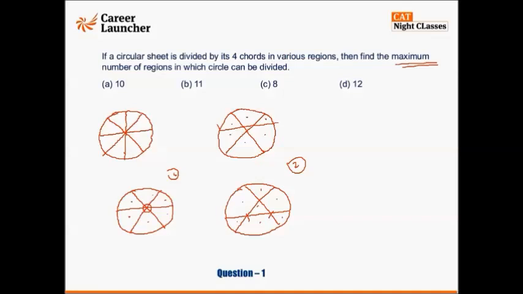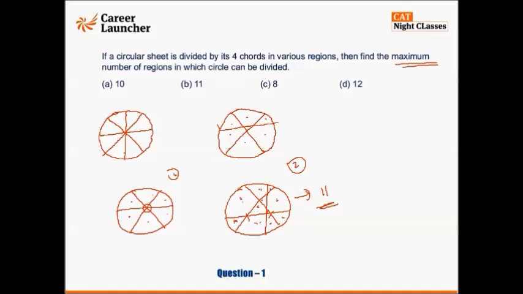So using exactly the same logic, what will I do? The fourth chord should also be intersecting the previous 3 chords at 3 different positions. So I will draw it something like this. Now look at the number of regions. 1, 2, 3, 4, 5, 6. This is a small region, 7, 8, 9, 10 and 11. So a few of you had actually gotten 11. Those who did, brilliant answer, very good. Is this clear to everybody?